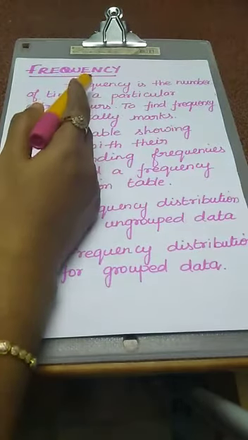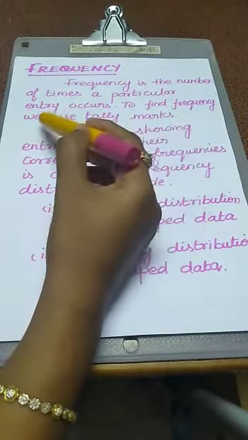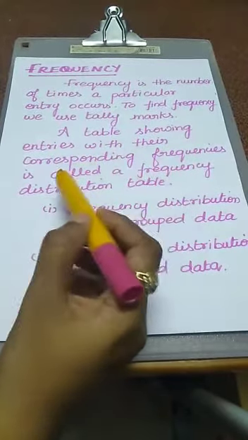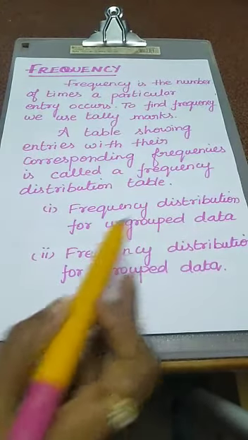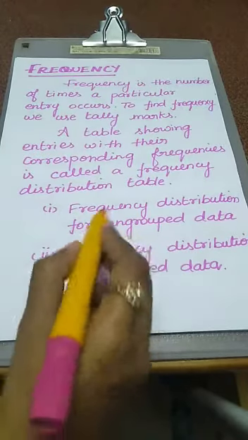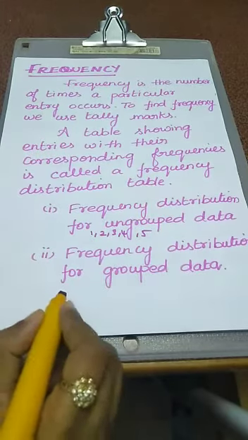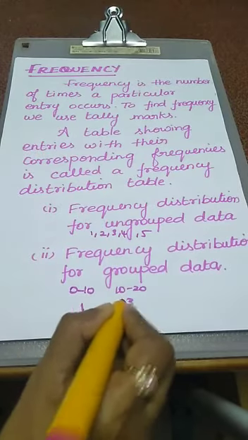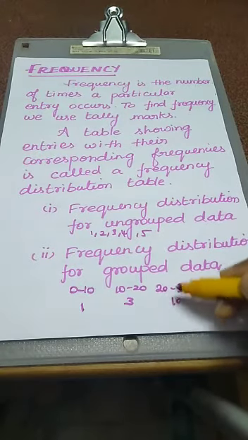Next one, frequency. A frequency is the number of times the particular entry occurs. To find frequency, we use tally marks. Actually, a table showing entries with their corresponding frequencies is called a frequency distribution table. Frequency distribution for ungrouped data, frequency distribution for grouped data. Ungrouped data means the direct data only, that is 1, 2, 3, 4, 5 like that. Grouped data means 0 to 10, 1 student; 10 to 20, 3 students; suppose 20 to 30, 10 students. Like that, this is a grouped data.